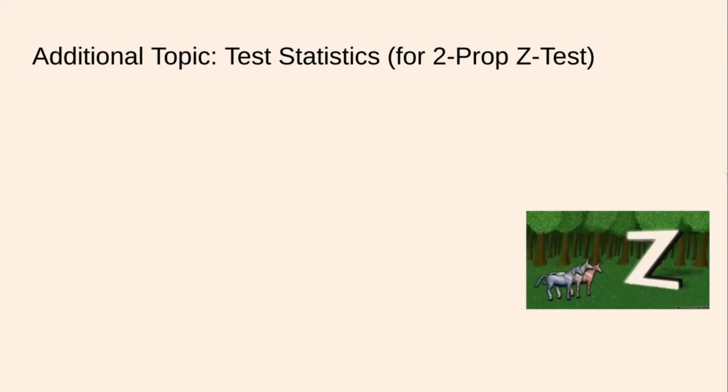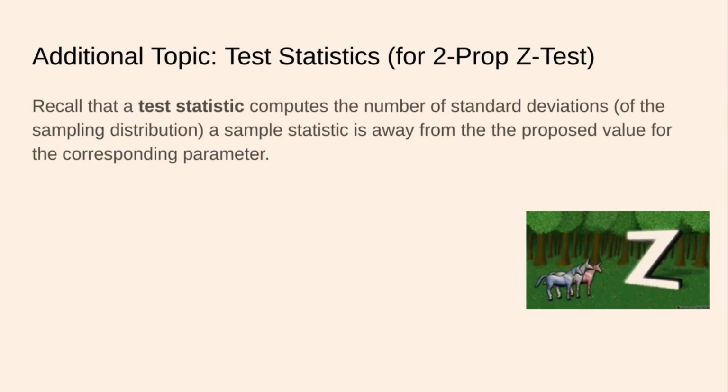Welcome back, AP Statistics. This is an additional topic, test statistics again for a 2 proportion z-test this time. We had an additional section a little bit ago about test statistics for a 1 proportion z-test. Now let's talk about how it works for a 2 proportion z-test. Recall that a test statistic computes the number of standard deviations of a particular sampling distribution a sample statistic is away from the proposed value for the corresponding parameter.